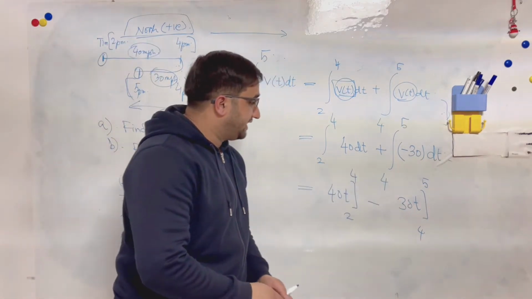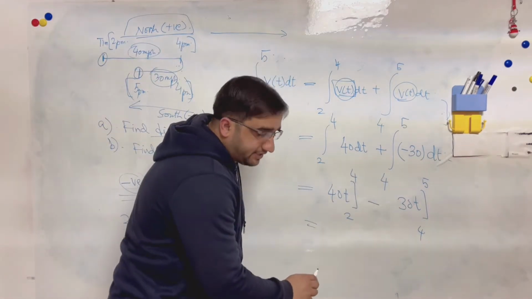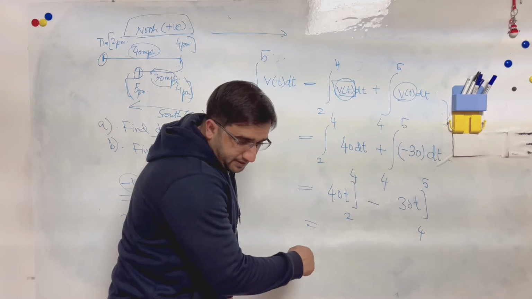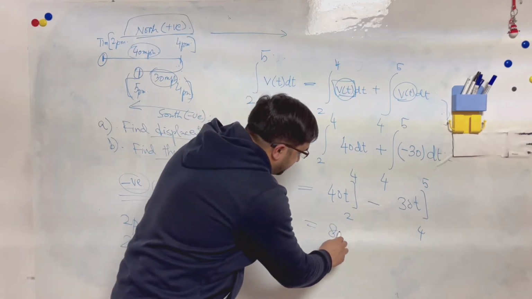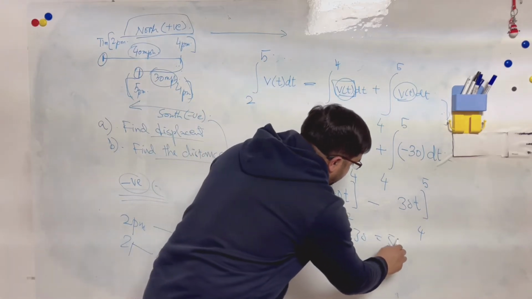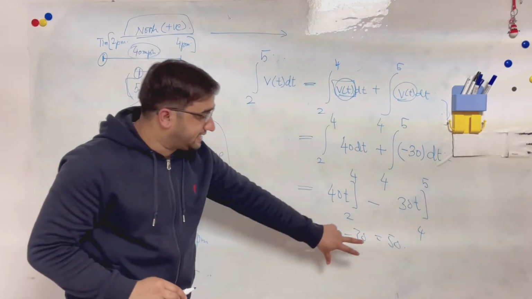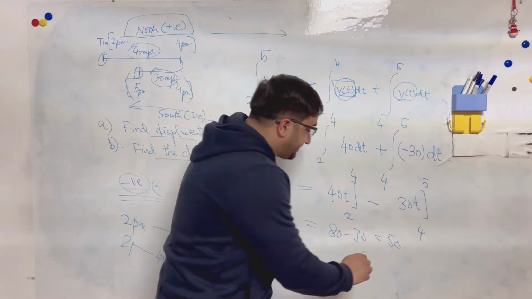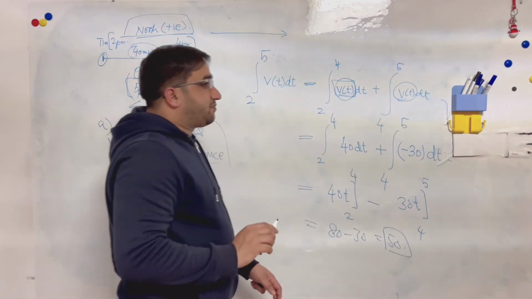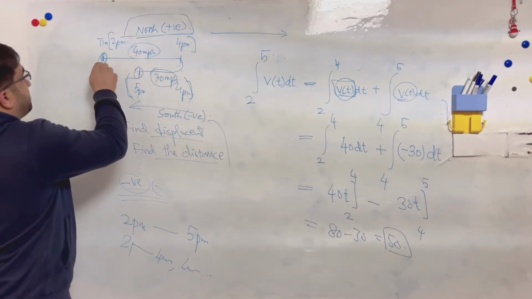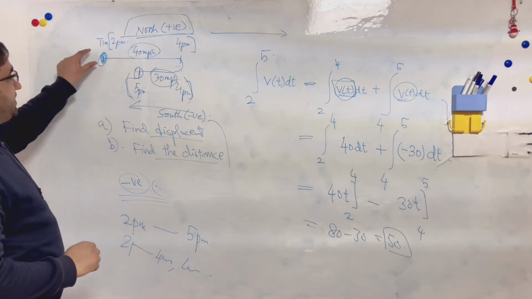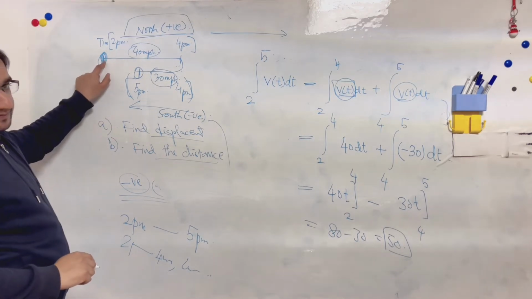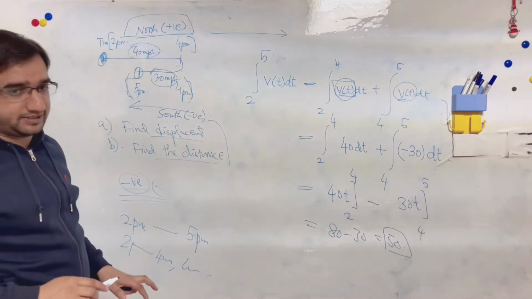Now if you calculate, the solution is 80 minus 30, so the answer is 50. Now what is this? This is the displacement of the car from this position, after this total time interval.